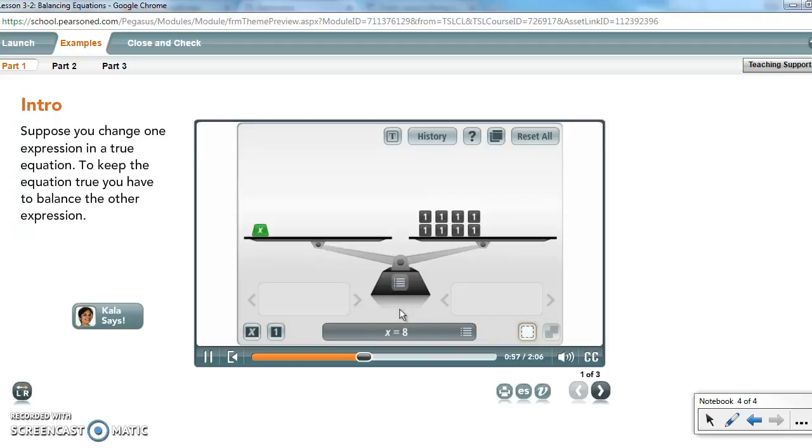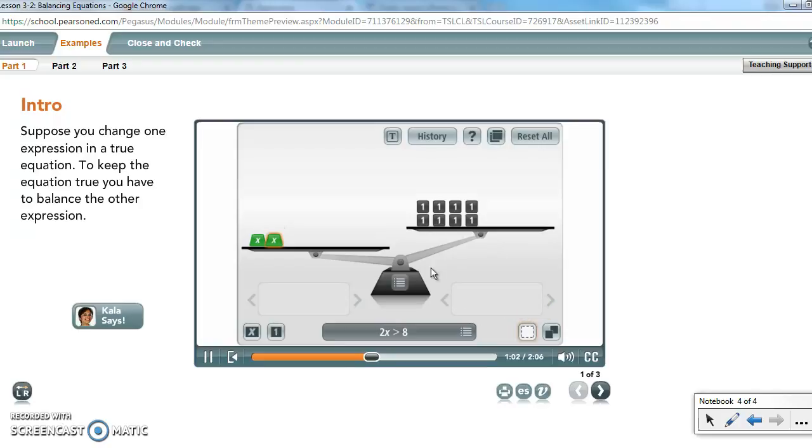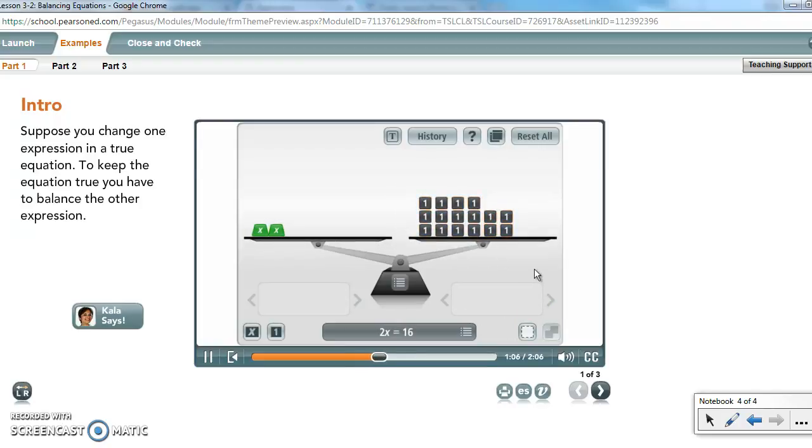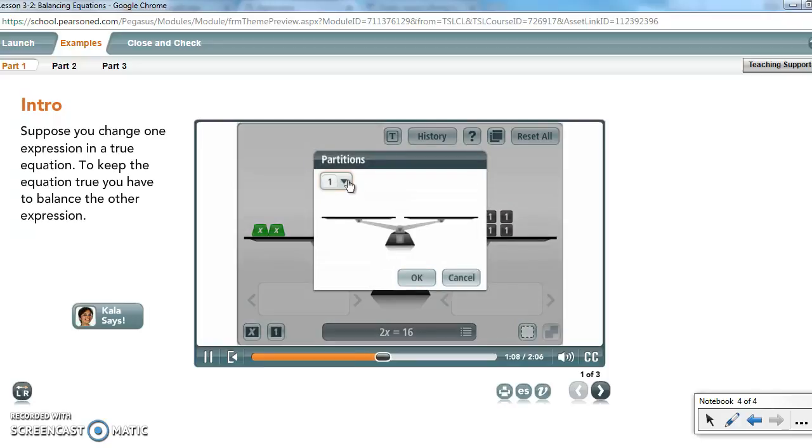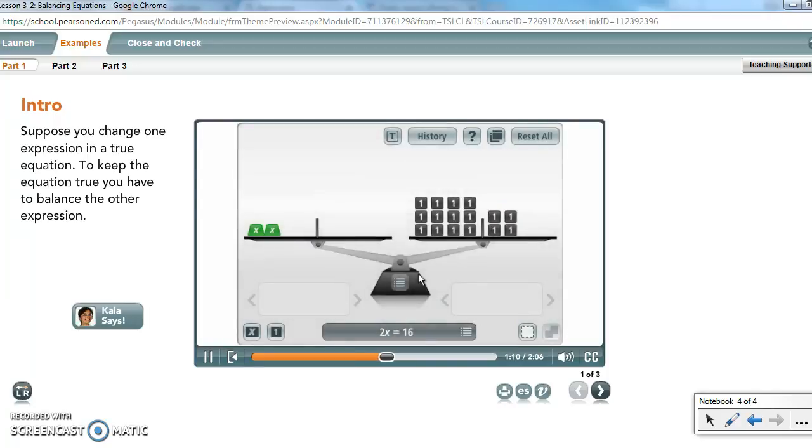Let's double the side containing the x tile to make it 2x. To balance the pans, you also need to double the quantity on the other side. Now, let's split the quantity on both pans in half. Dividing the quantity in the left pan in half gives you x and x. Dividing the quantity in the right pan in half gives you 8 tiles and 8 tiles. Removing half of the contents of both pans maintains the balance of the pans.